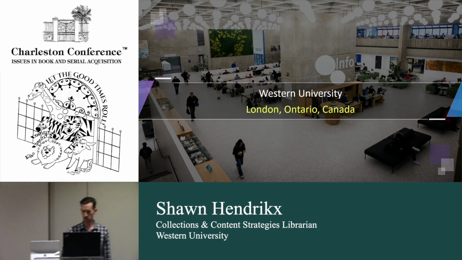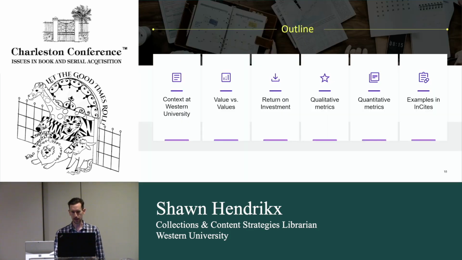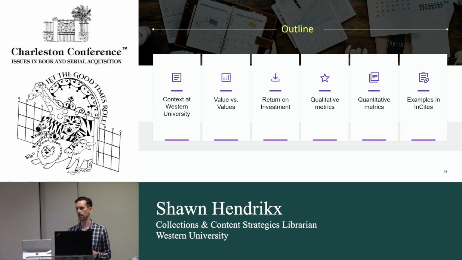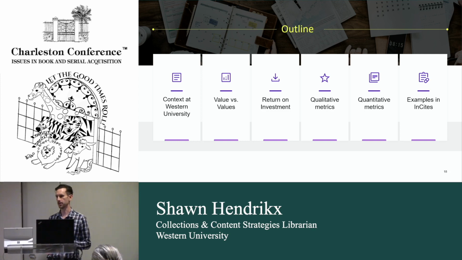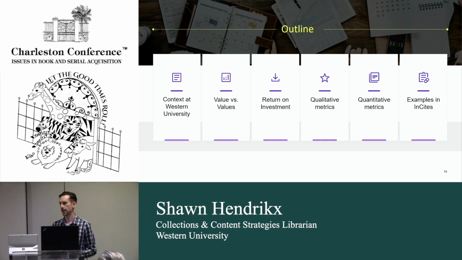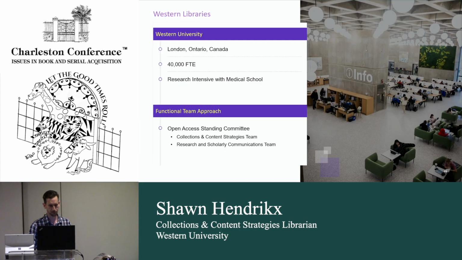Hi, everyone. So I'm coming from Canada, Western University, and I'll be speaking a bit about the context at Western Libraries and a bit about the difference between value and values when assessing OA memberships, and contextualizing our work with Insights within that broader analysis. So I'll speak a bit about return on investment, some of the qualitative and quantitative metrics, and go over some examples, some spreadsheets that we've created or pulled through Insights.